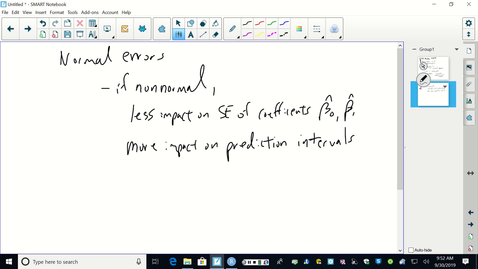Right? This last one, independence. This can be very, very important.